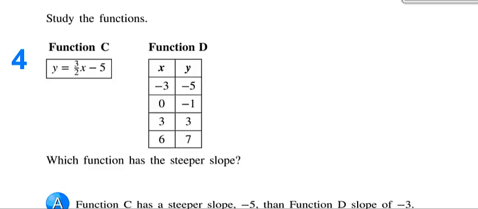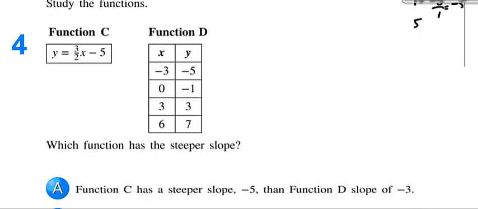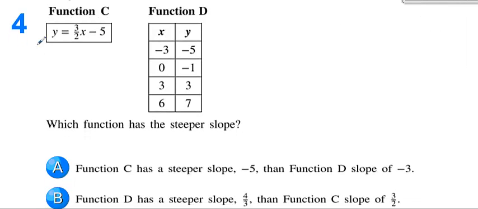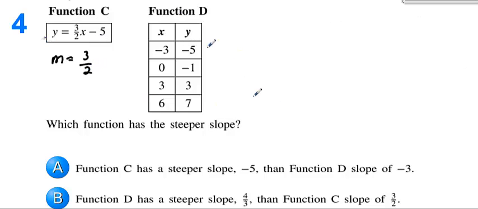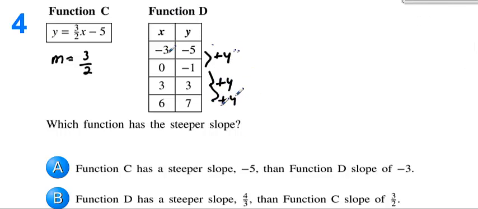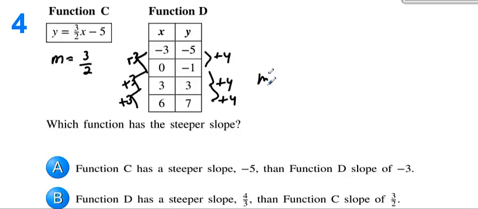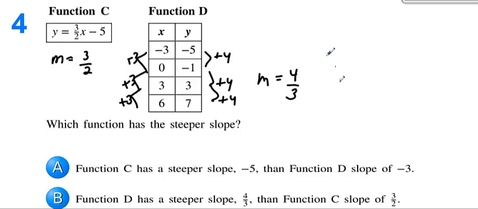Study the functions. Which function has a steeper slope? So we want the greater one. So we know over here that this slope is 3/2, so it's a little bit more than 1. Okay, let's find this. That's positive 4, positive 4. So our pattern is positive 4 there, positive 3, positive 3. So I know my slope is rise over run. So which one has a steeper slope?